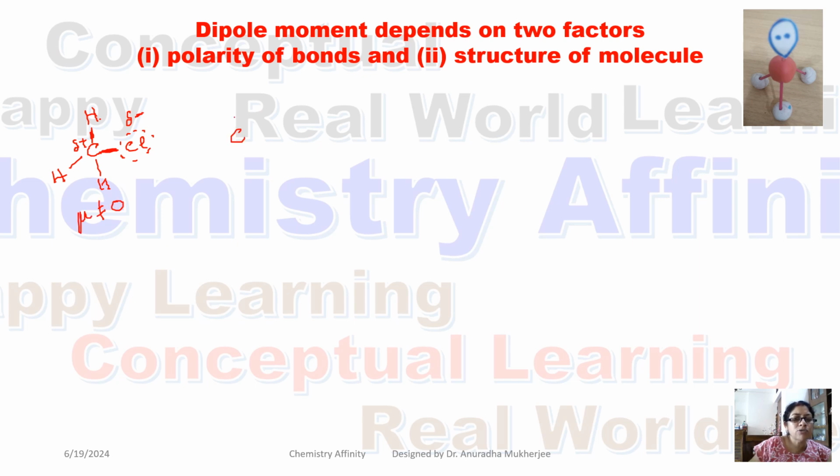Now another molecule we can take is carbon tetrachloride. In carbon tetrachloride all the carbon-chlorine bonds are polar, but still the molecule is non-polar, or the dipole moment value is 0, because of the structure. Here one carbon-chlorine bond dipole is downward and another bond dipole is upward, so they cancel each other, and finally mu equals 0. From this discussion it is clear that dipole moment depends on two factors: the polarity of the bonds as well as the structure of the molecules.